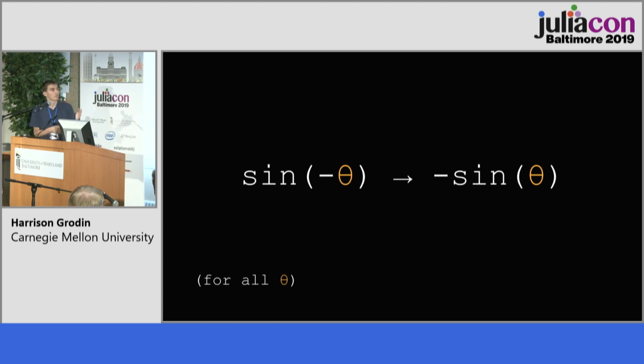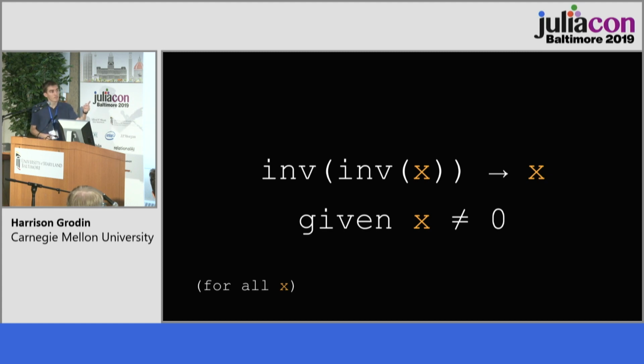So suppose you take a look at sine of negative theta. What you want to turn that into is negative sine of theta. At the bottom, I kind of included this implicit universal quantification. You want for all theta that this is true. And sometimes you want a bit of a qualifier as well. So for example, if we run through, you might want to say that the inverse of x rewrites to x, given that x is not equal to 0, for all x, though. So this given is probably something that we want to include. We want a condition because often you want to specify something that only applies in some cases.